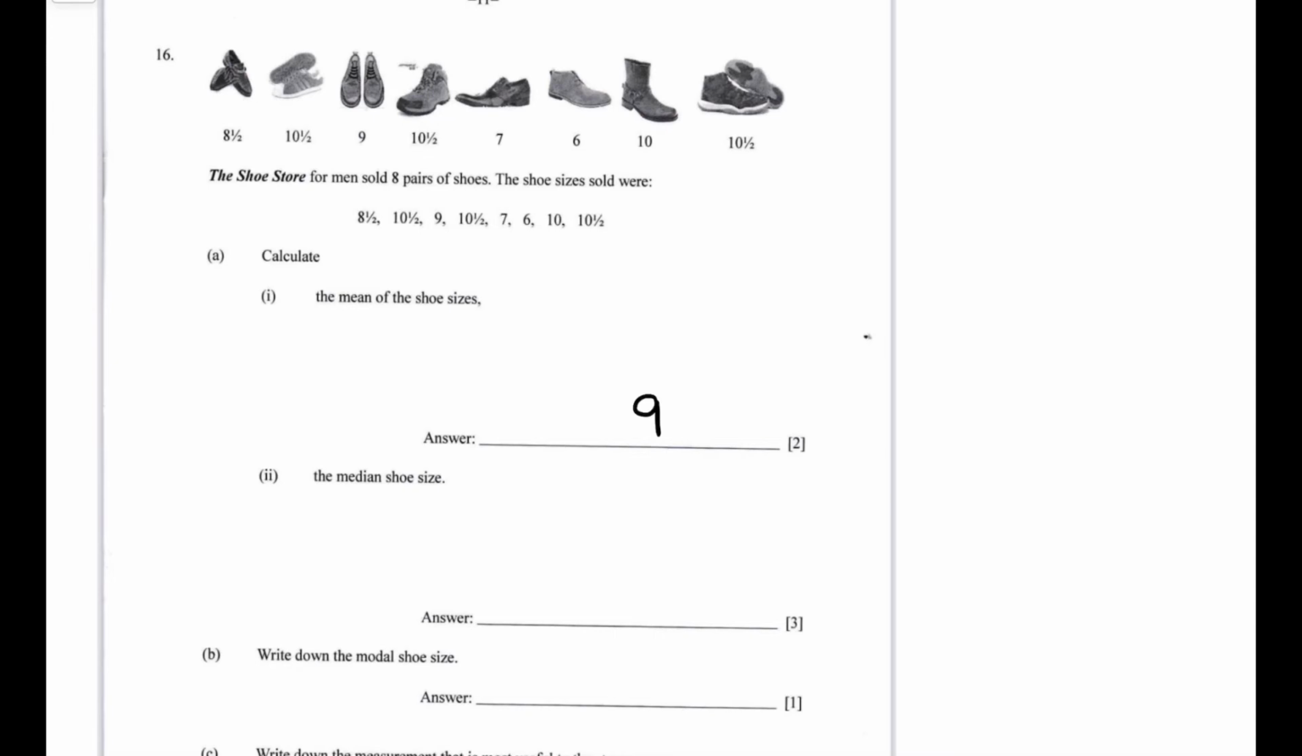And then it asks for the median shoe size, and the median just means middle. So before we actually try to find the median or the middle of these numbers, we have to put them in either ascending or descending order. So let's just write that in real quick. So let's do them in ascending order. So we have 6, then 7, then 8.5, then 9, then 10, and 10.5, like 3 times.